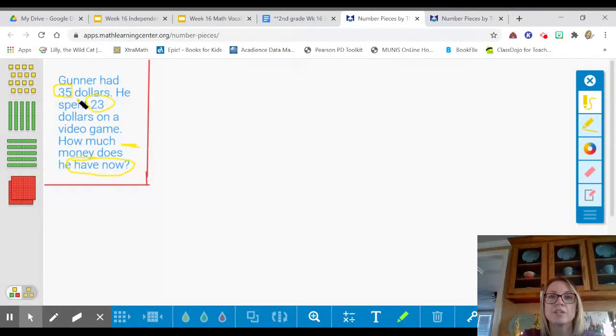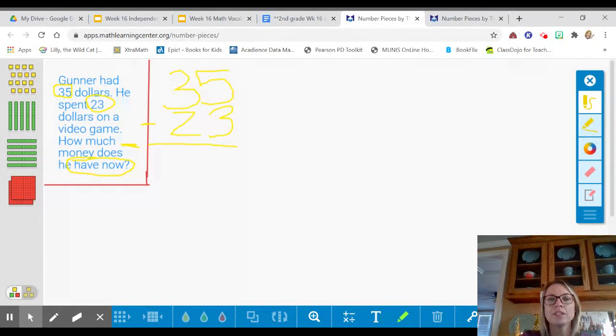That is going to tell me that I'm going to subtract to solve this problem. So the first thing I'm going to do is set up my problem. Which number goes on top? Biggest number, that's right, always the biggest number. Well, 3 tens is more than 2 tens, so I know 35 is my bigger number. So I'm going to put 35, my subtraction sign, and 23. So I've got my problem ready to solve.